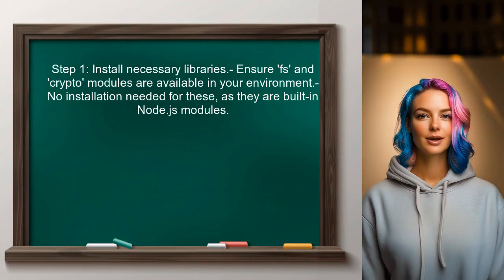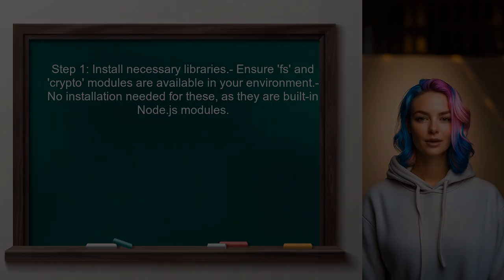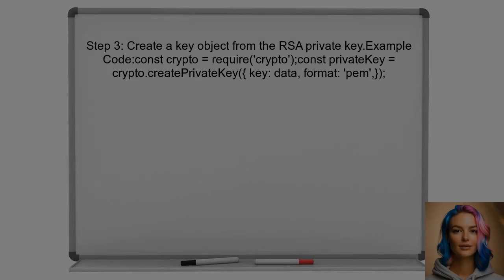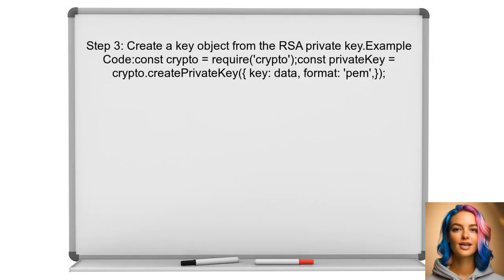To read an RSA private key from a file, the user should first ensure they have the necessary libraries installed. For this task, they will need the FS module to read files and crypto for handling the RSA key. Next, the user should read the RSA private key from the file. This can be done using the FS module to read the file contents asynchronously. Once the key is read, the user needs to create a key object. This can be done using the crypto module, which allows the user to import the RSA private key.